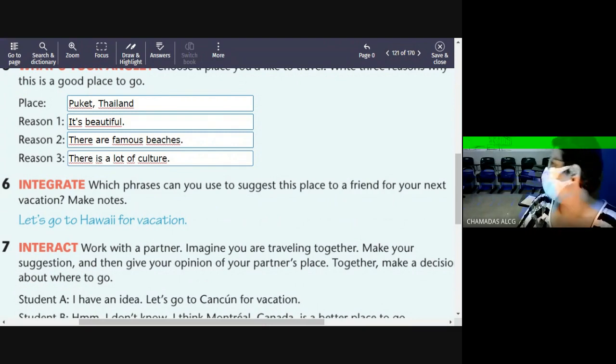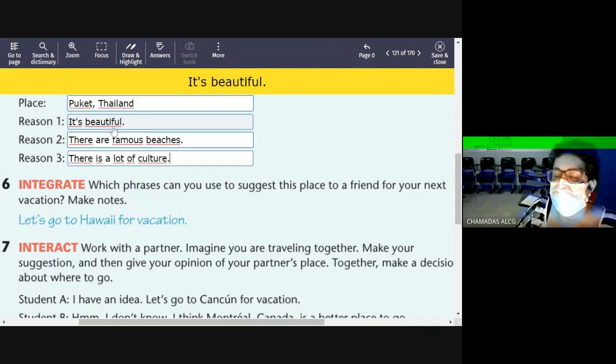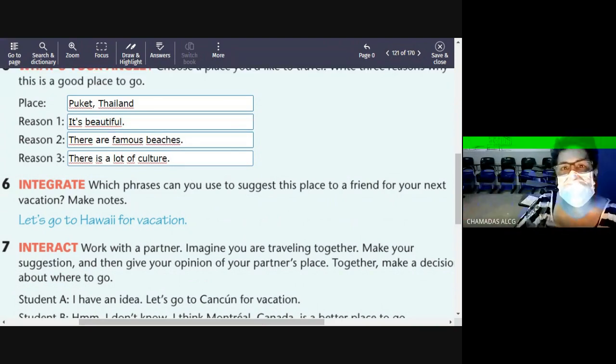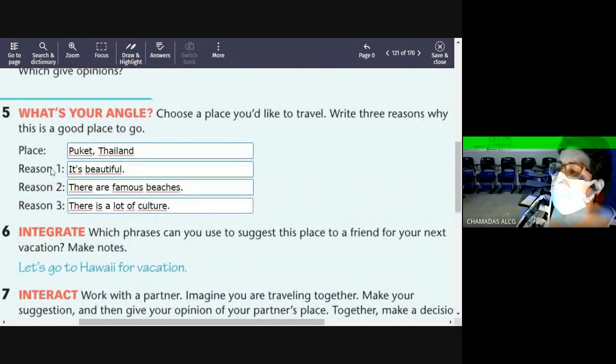What about going? You can say "what about" plus a noun, it's okay. But if you want to use a verb, you can say, what about going to Thailand? It's beautiful. Okay? You have to persuade your friend to go with you or to agree with you. So try to make a suggestion and give a reason.